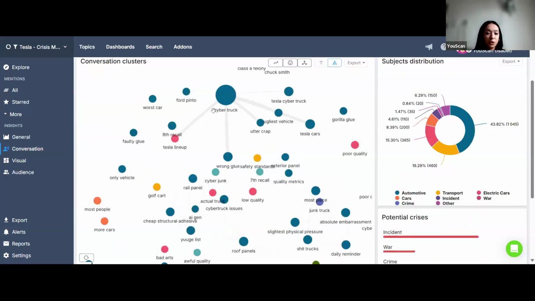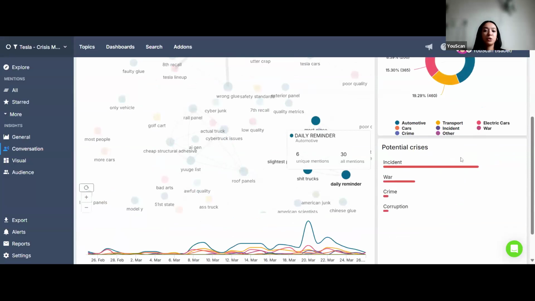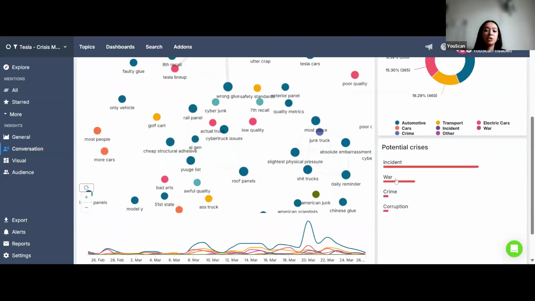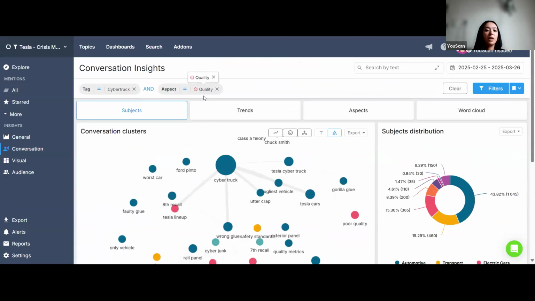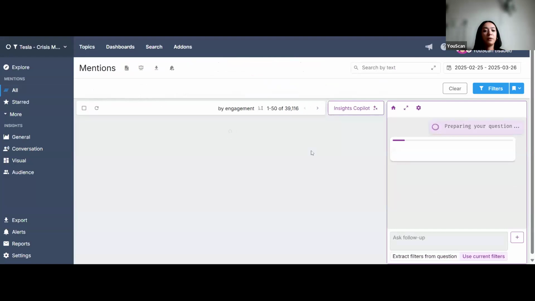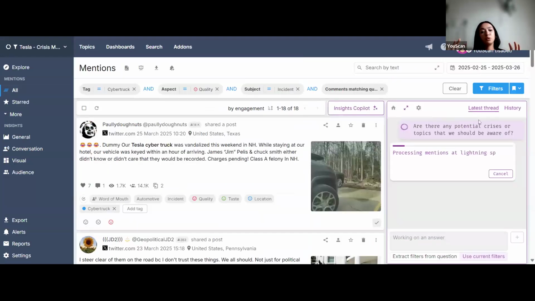Which other tool can we use here to detect potential crises? We have this tool here in the platform that detects potential crisis conversations. And with these filters that I applied, I can identify where these potential crises are coming from when talking about the negative quality of our Cybertruck. That's a very interesting tool. So for example, when it's related to incident, I can click on incident and the platform is going to show me what these mentions are. And inside, Copilot is going to do a summary of these mentions, so I don't have to read them.